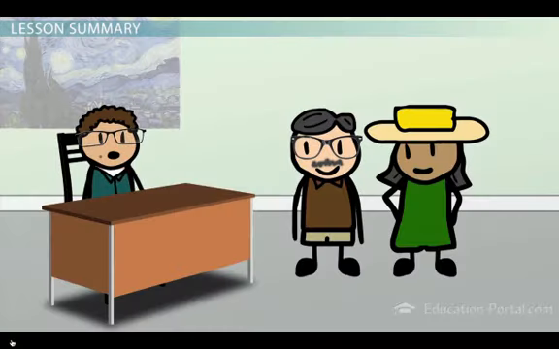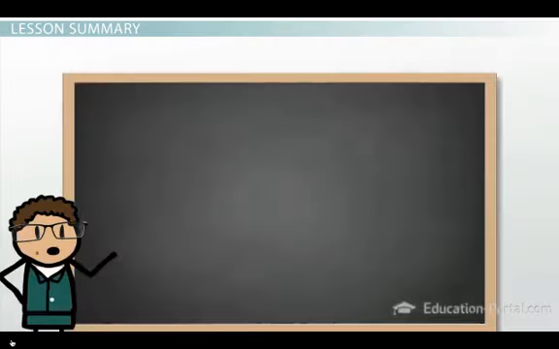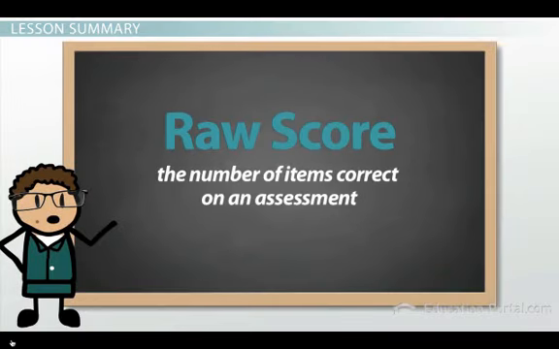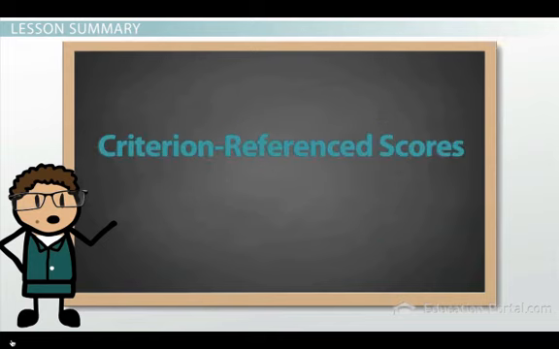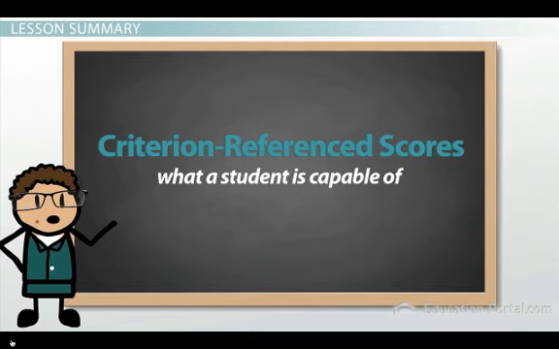Okay, so let's recap what we have discussed in our meeting. First, there are multiple ways to score assessments. The scores tell us different things about a student's progress. Raw scores are simply the number of items correct on an assessment. Criterion reference scores tell us what a student is capable of because the score is reflective of successful demonstration of knowledge or failure to demonstrate knowledge in a specific area.